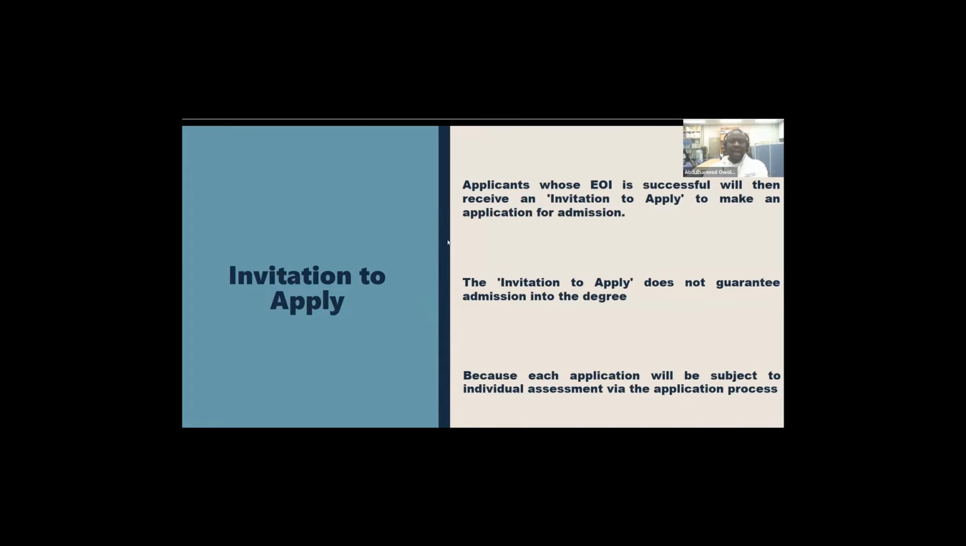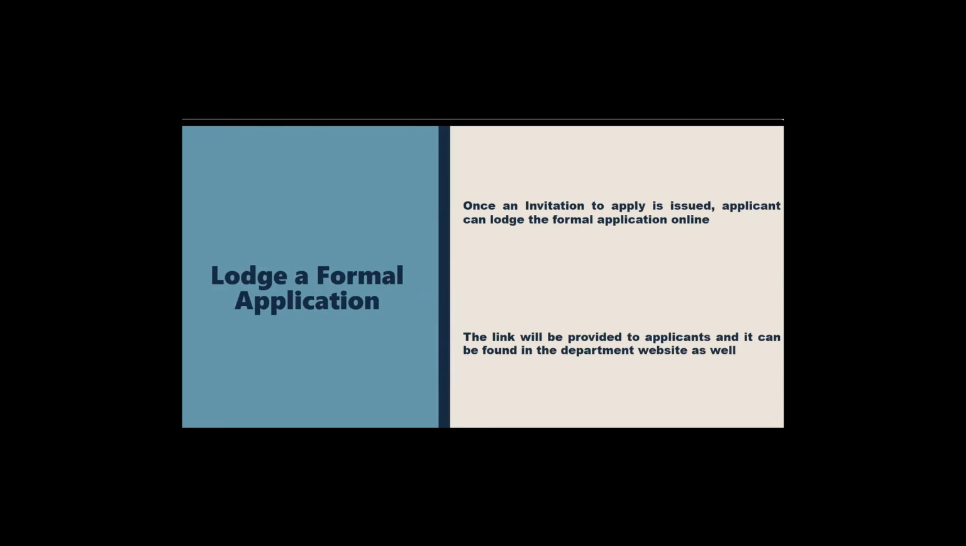So after you have done this, the school is now going to check if you are eligible, because the applicant whose expression of interest is successful will then receive an invitation from the school to make an application for admission. Kindly note that getting the invitation to apply does not guarantee that admission is going to be given to the student, because each application will be subjected to individual assessment via the application process. So after you've done this, the school has sent you an invitation, you can now apply.